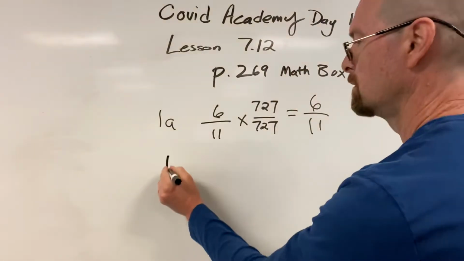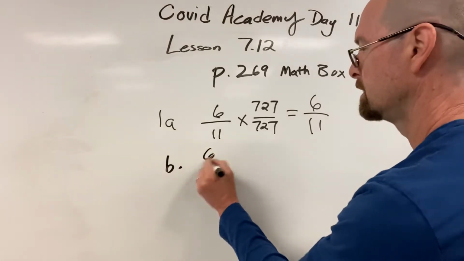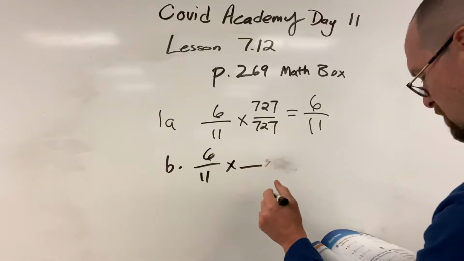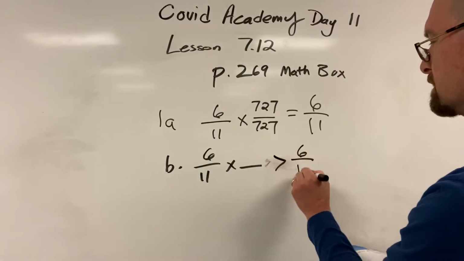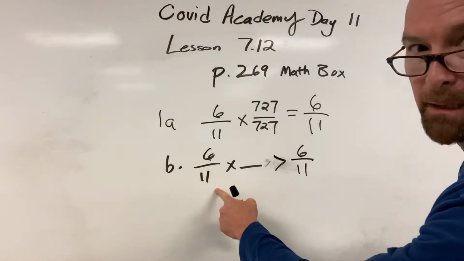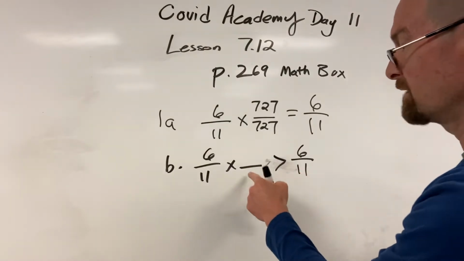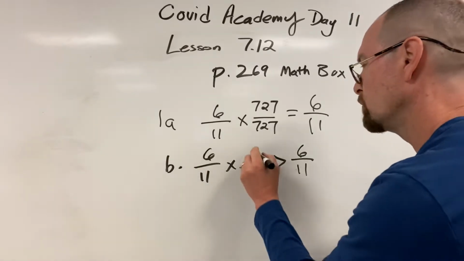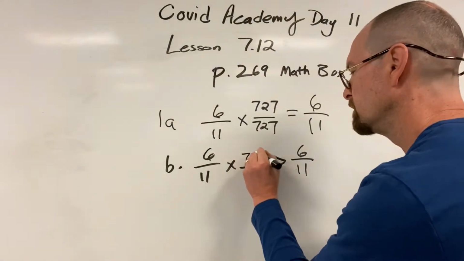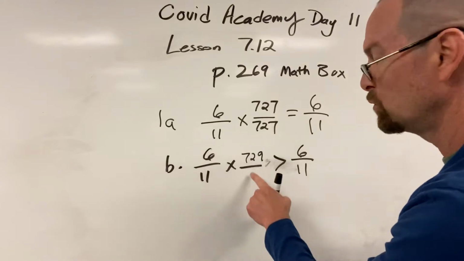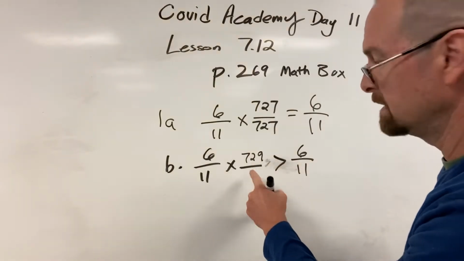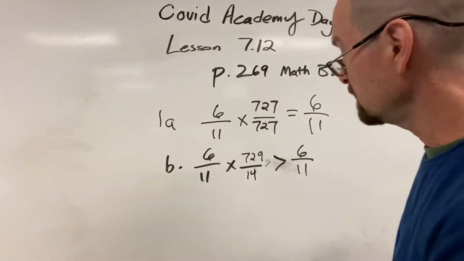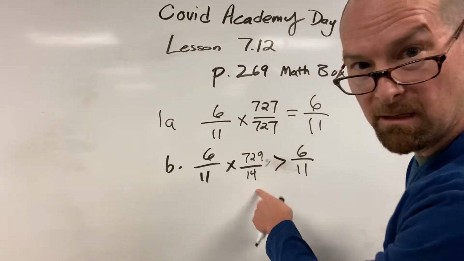Let's go to B. 6/11 times something equals, no, not equals, it's greater than 6/11. We want this side to be bigger than this side. So we have to put something here that's bigger than 1. No matter what you put here, 729 this time, put something smaller down here. I'm gonna put 14, okay? Doesn't matter what you put as long as this one is bigger than this one.